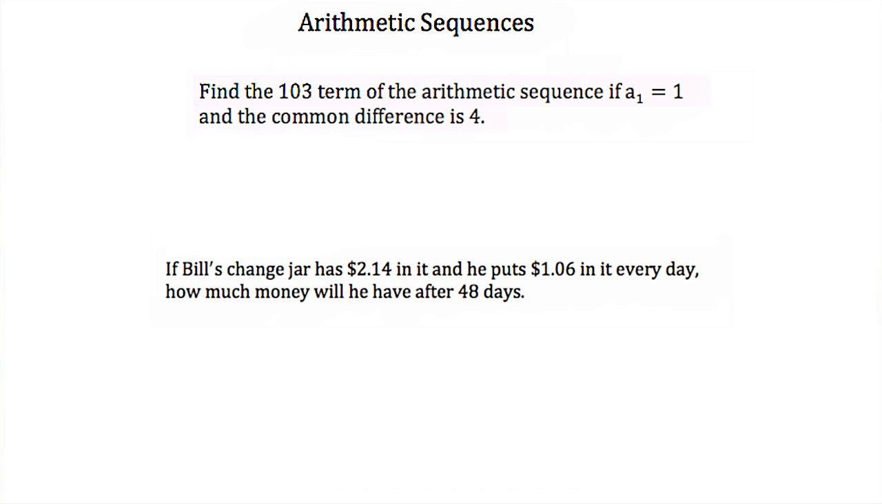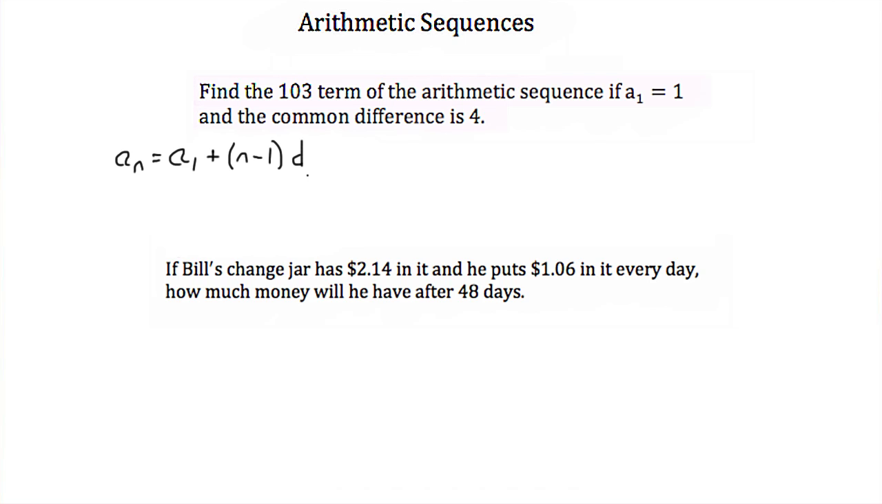Now we have two more examples to do. The first one says, find the 103rd term of the arithmetic sequence if our first term, a1, is equal to 1 and our common difference is equal to 4. Now you could add 4 to 1 102 times, but that would take a really long time. So let's use our formula. a sub n is equal to a1, or our first term, plus n minus 1 times our common difference.